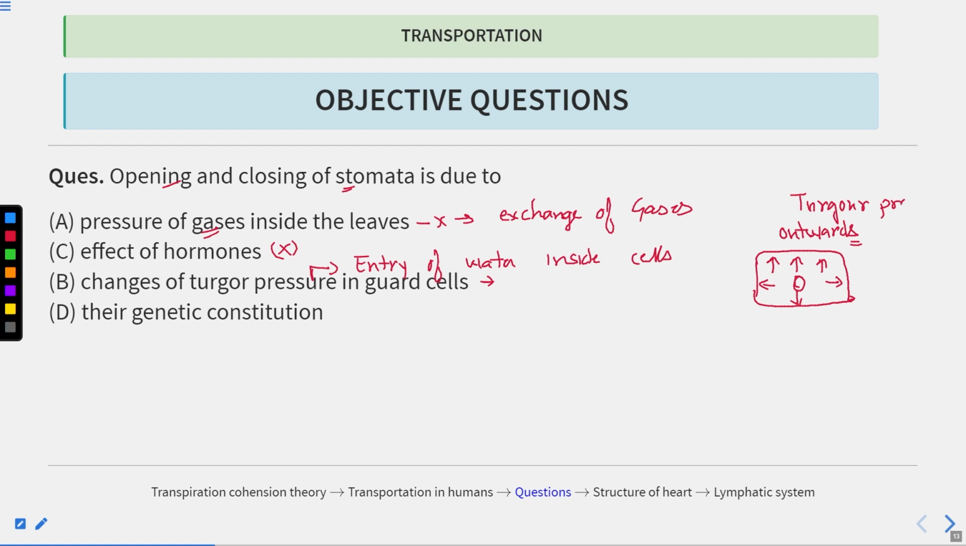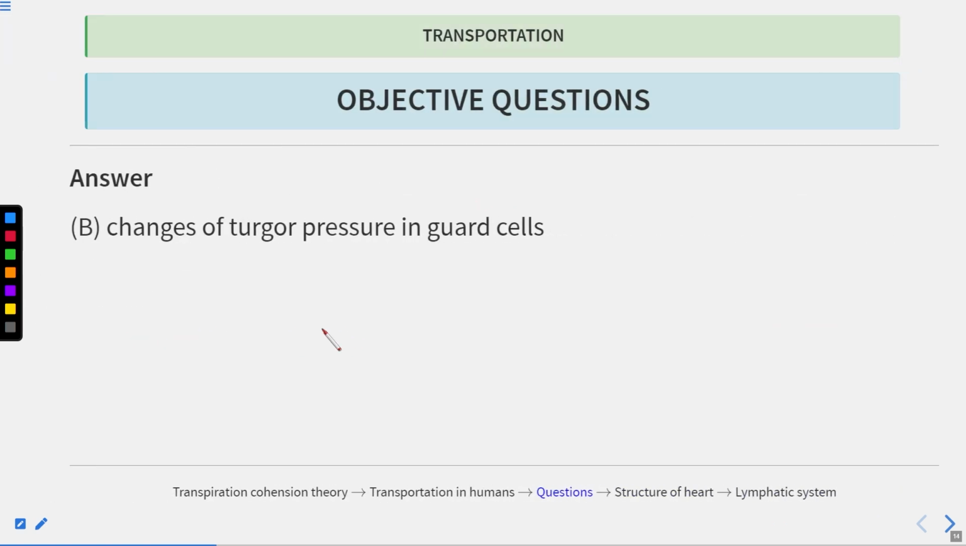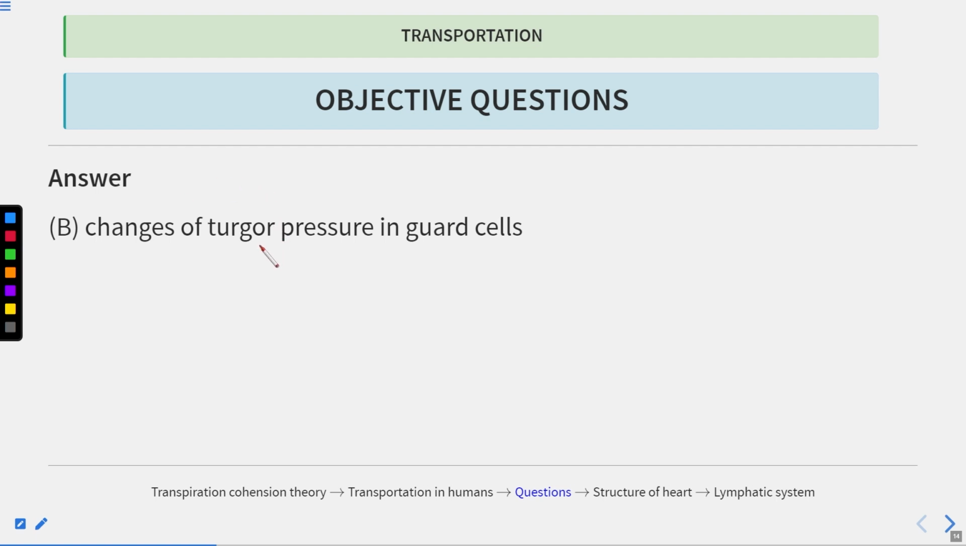Okay, and this happens due to the entry of the water inside the cell, because the cell is now swollen, and it exerts an outward pressure, okay, towards the cell wall. So this should be the answer here. Now option D, their genetic constitution is also not related to it. Okay, so what should be the answer? Changes of the turgor pressure in the guard cell. This is the answer here.